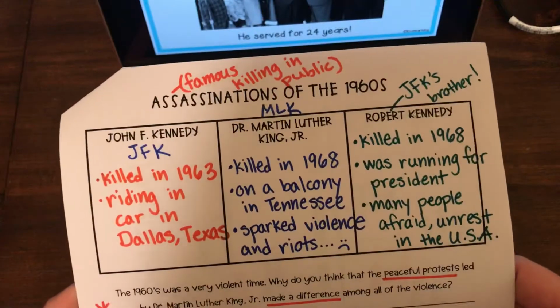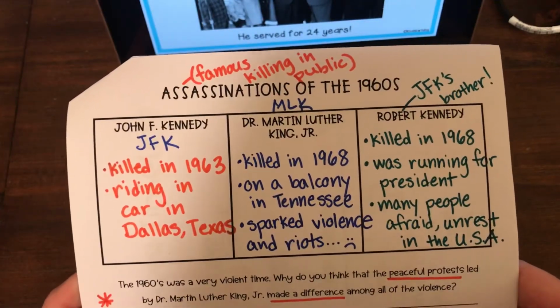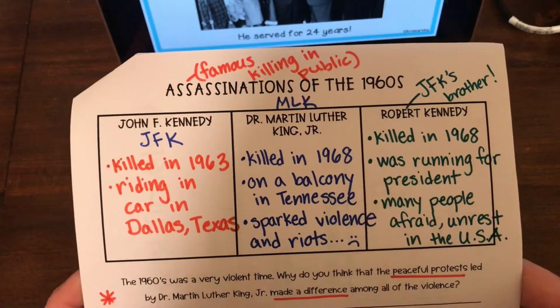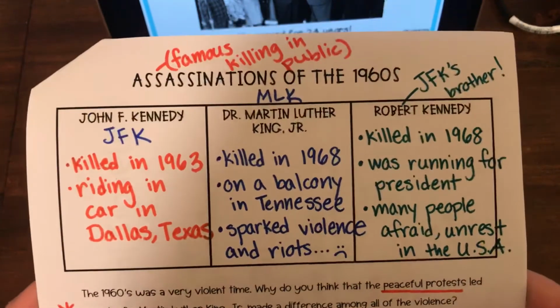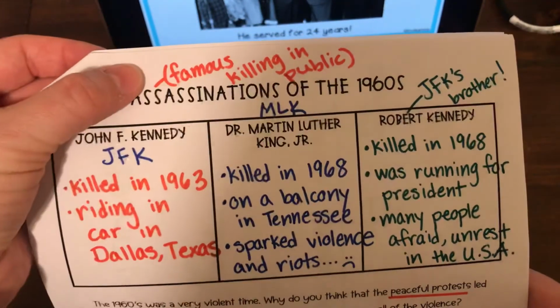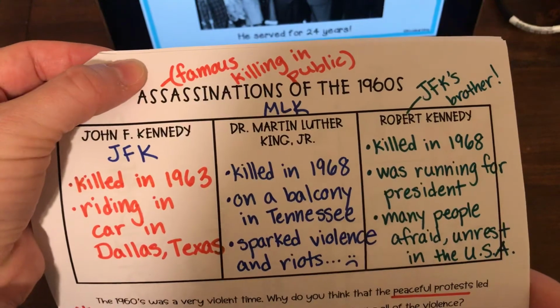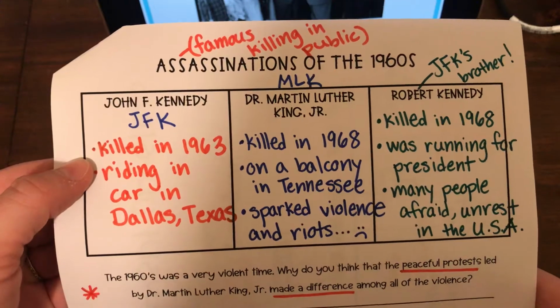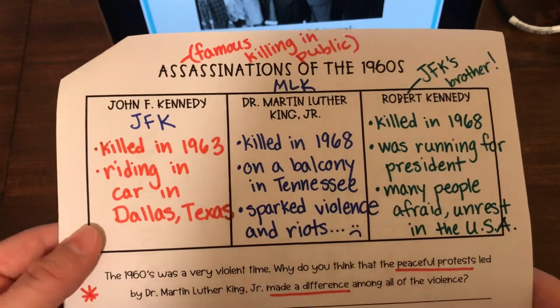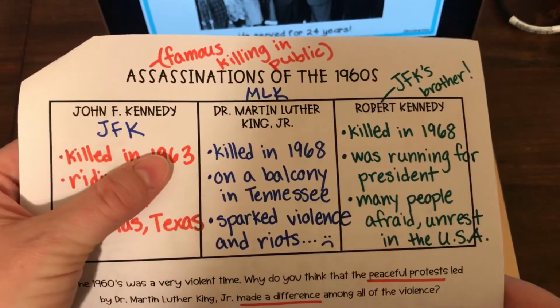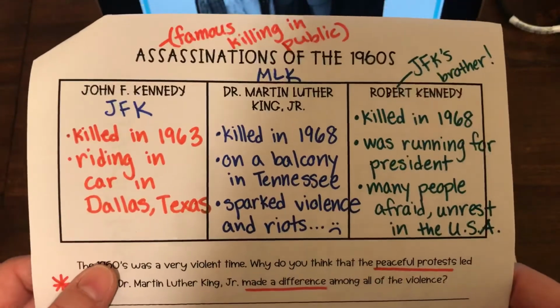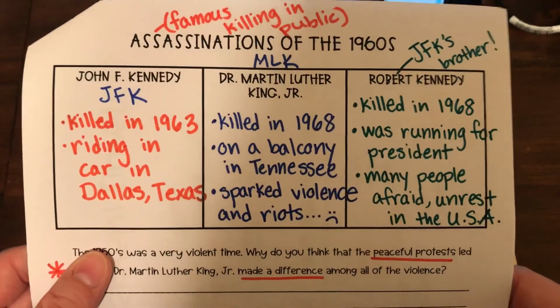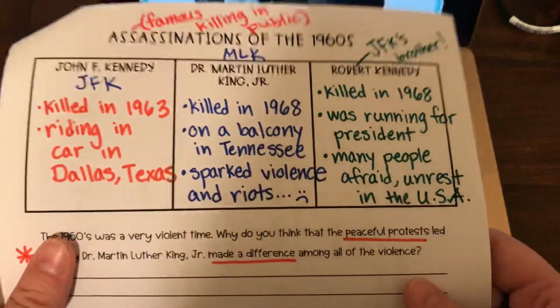Okay, so something to add. And sadly, we also had what were called assassinations of the 1960s. A very scary time to live, where our leaders were not guaranteed their life. So assassination means a famous killing in public. John F. Kennedy, JFK, was killed in 1963, riding in a car in Dallas, Texas. Dr. Martin Luther King, MLK, was killed in 1968. He was on a balcony in Memphis, Tennessee, and it sparked violence and riots.